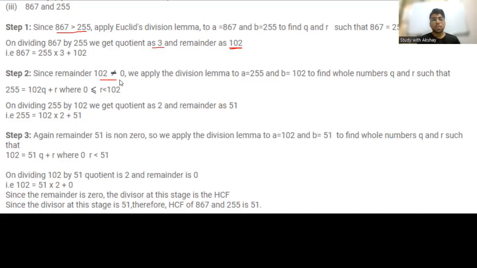102 is not equal to 0. Again, apply Euclid's division algorithm. You get quotient as 2 and remainder is 51. 51 is not equal to 0. So again, apply Euclid's division algorithm. You will get quotient as 2 and remainder is 0. So the divisor here is 51 in this case. I'm sorry, so 51 is the HCF of 867 and 255. I'll clear it off.